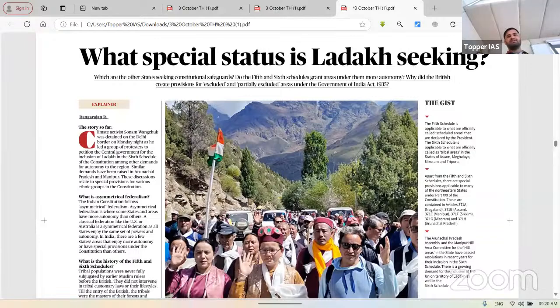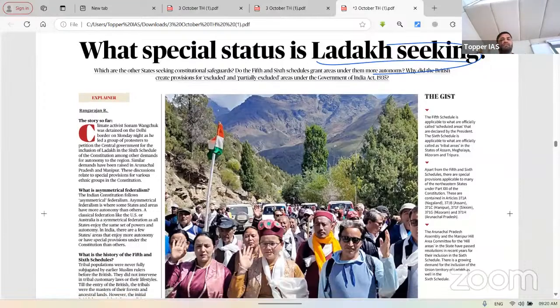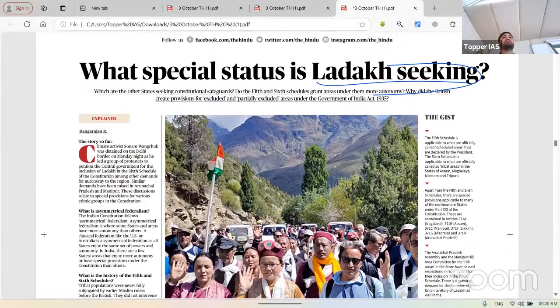What special status is Ladakh seeking? So this is about the fifth and sixth schedules, right? First of all, you know about schedules, right? How many schedules are there in the Indian Constitution? 12. Can someone say them fast, one by one?